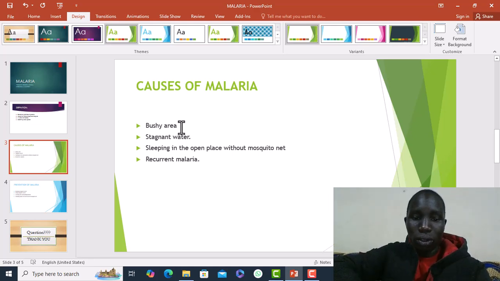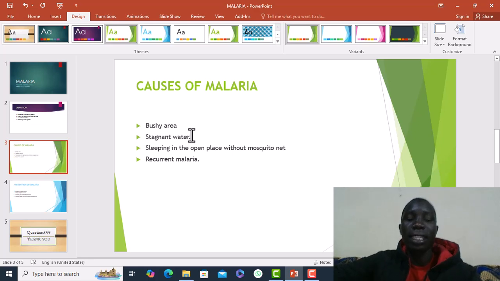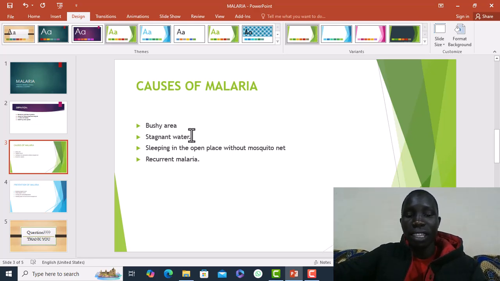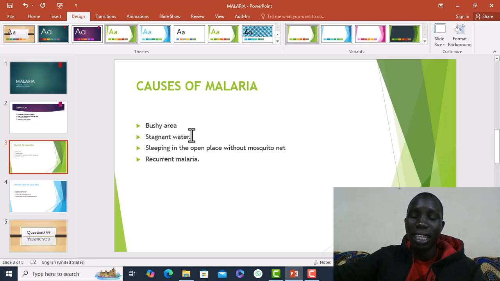Secondly, we have stagnant water. When it rains, we have different potholes that contain water. This water acts as a breeding place for mosquitoes, especially their larvae. The female mosquito lays eggs in this stagnant water, they hatch and form larvae, and the larvae proceed to form adult mosquitoes. When the female comes and sucks your blood, it releases the Plasmodium parasite, which ends up affecting your body's immune system, resulting in malaria.